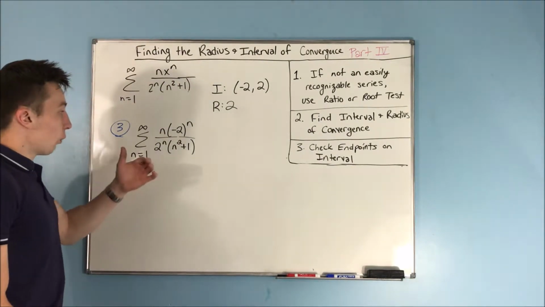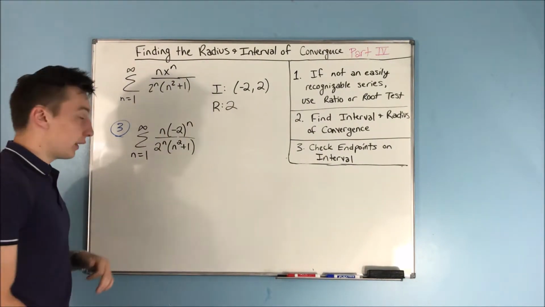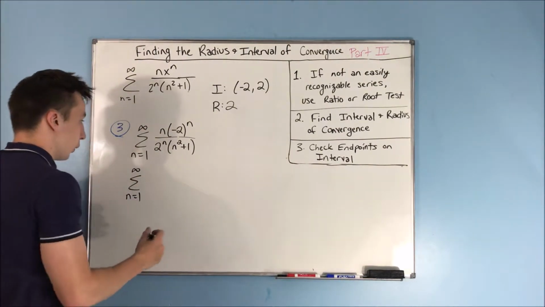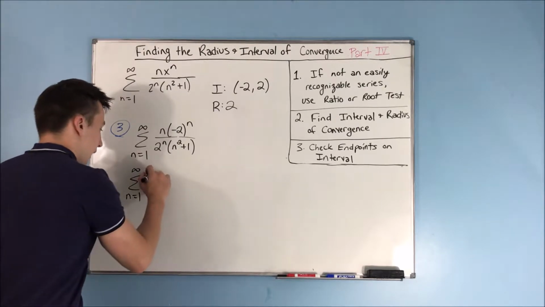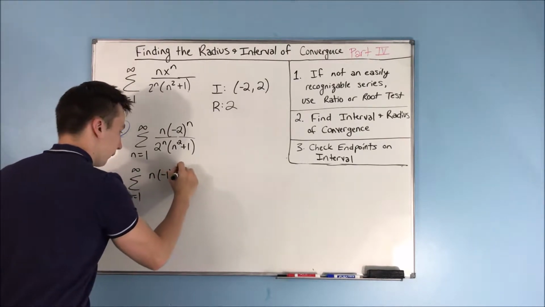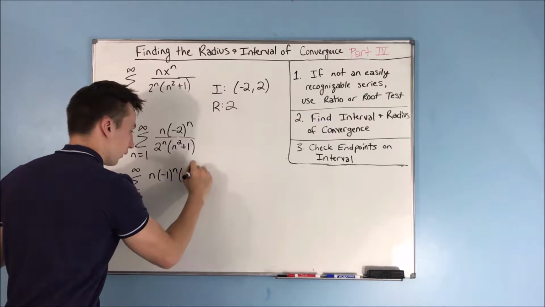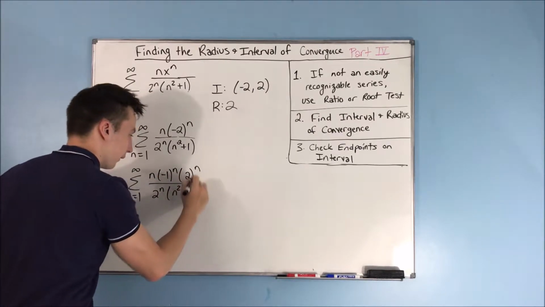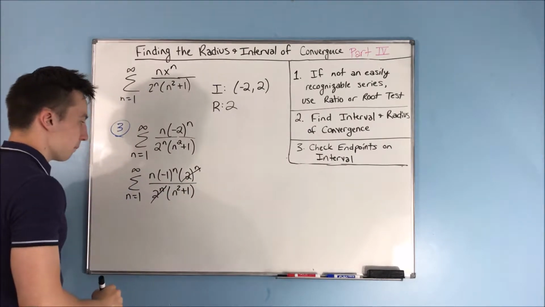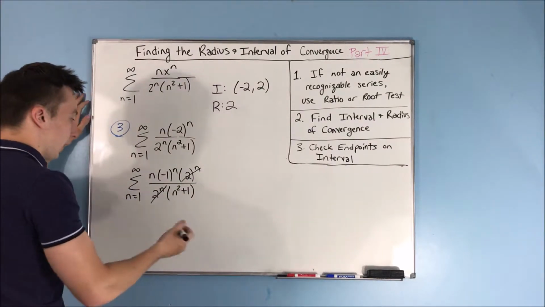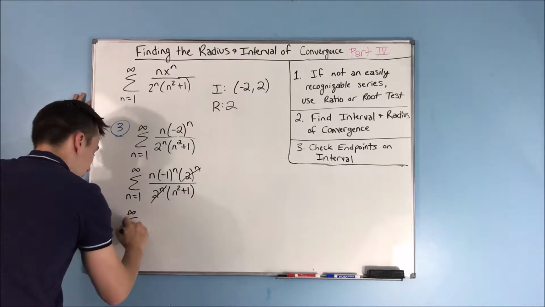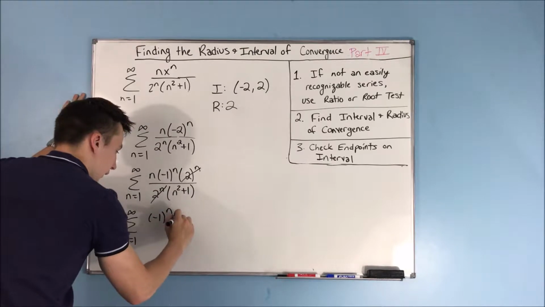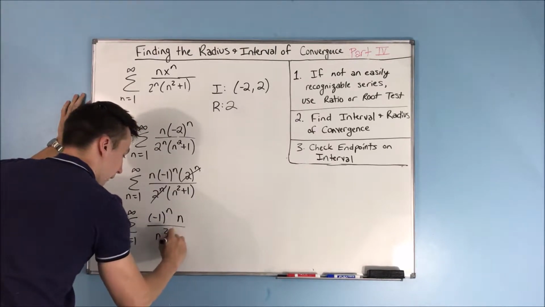Now we're able to break apart this -2 to the n to help the 2 to the n cancel out, and we get n times -1 to the n times 2 to the n over 2 to the n times n squared plus 1. These 2 to the n's go away, and what we have left is just the sum from n equals 1 to infinity of -1 to the n times n over n squared plus 1.